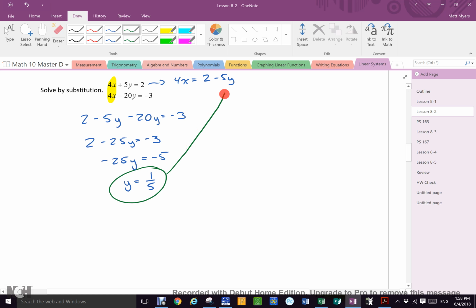What can I do with that? Plug it in right there, just like the Glade commercial. Plug it in, plug it in. 4x equals, I should be working in green because this is the green step.